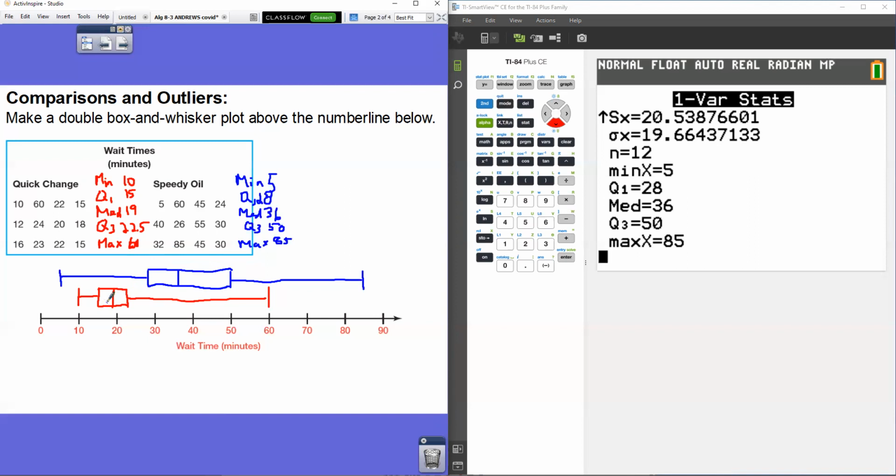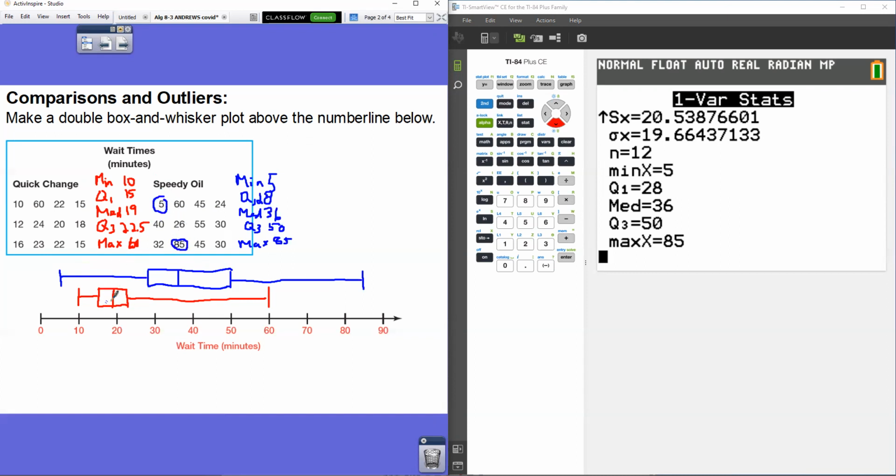So which one has the more reliable data? If we were talking about oil changes and the time that you have to wait, would you want to go to one that's more reliable, that you know how long you're going to wait? Or would you want to go to one that you might wait a short amount of time, you might wait a really long amount of time? Notice that for speedy oil, some people were waiting 5 minutes, but some people were waiting 85 minutes.